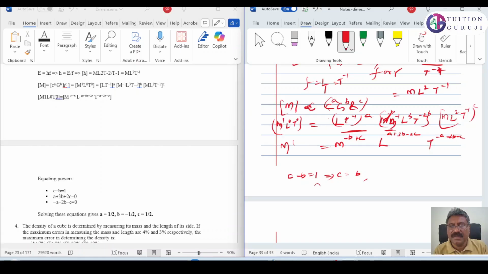Now again, a plus 3b minus 2c is equal to 0. Again we will get minus a minus 2b minus c is equal to 0. Now when we solve these, we will get a is equal to half, b is equal to minus half, and c is equal to half.